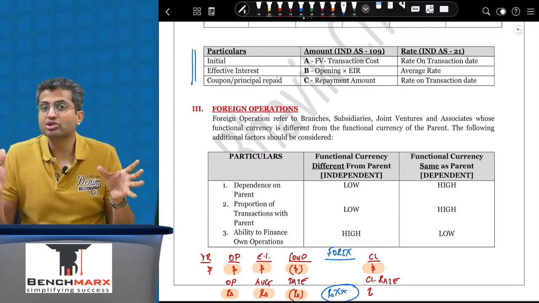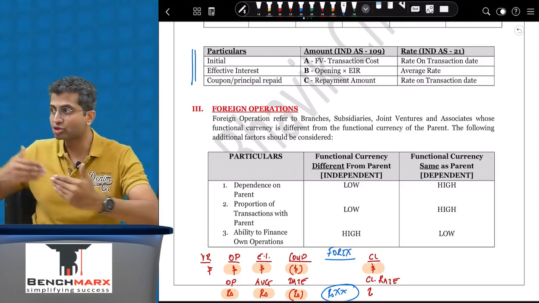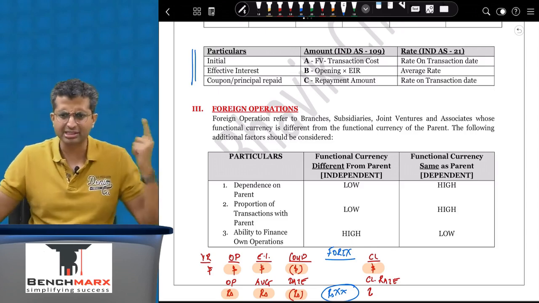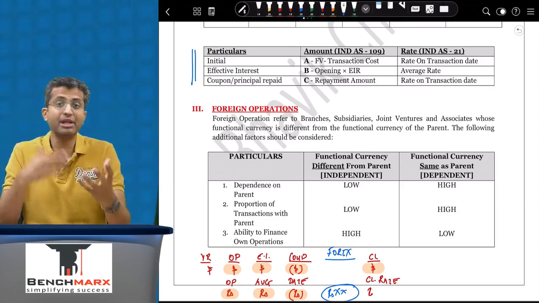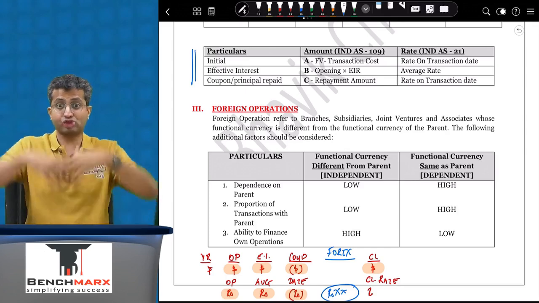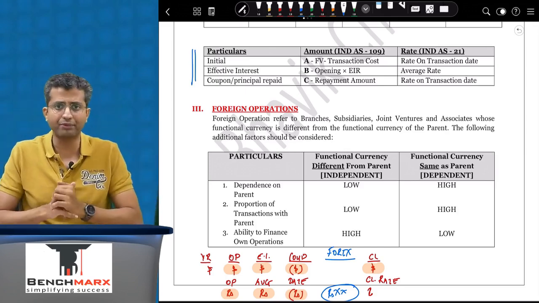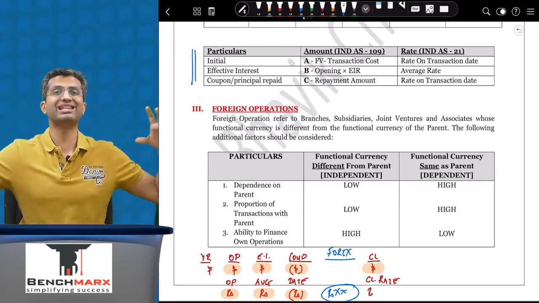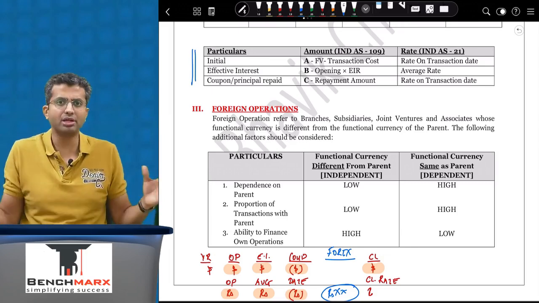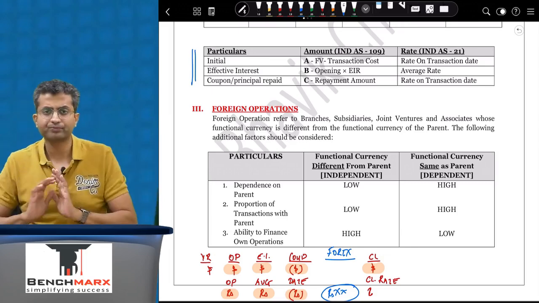Now Jaguar is largely independent of Tata. It has an ability to finance its own operations. It is not really dependent on the parent. It has its own models, technologies. It has its own sales, own ability to raise finance. It is like a mature boy, not a baby who needs the care of a parent. So these are foreign operations. Because they are able to finance their own operations independently, they are considered to be a foreign operation.